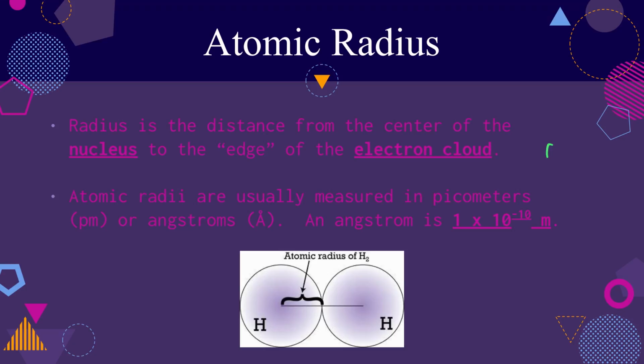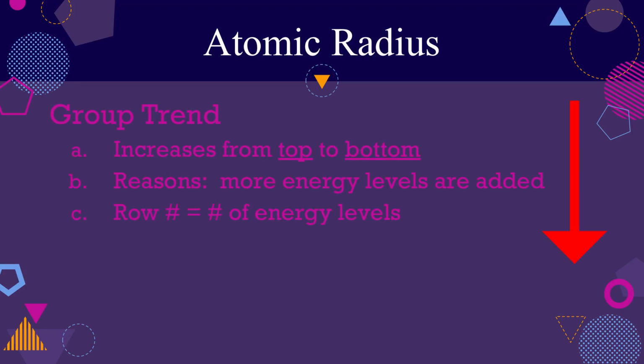So we have our nucleus here, and this is our outer ring. It's the distance here between those two. Atomic radii are usually measured in picometers. The atomic radius trend, group trend: atomic radius increases from top to bottom. The reason is that more energy levels are added.